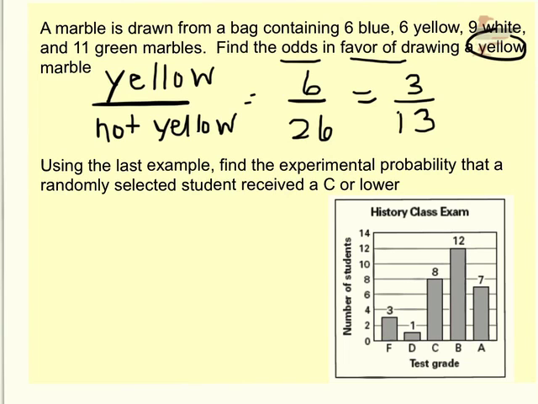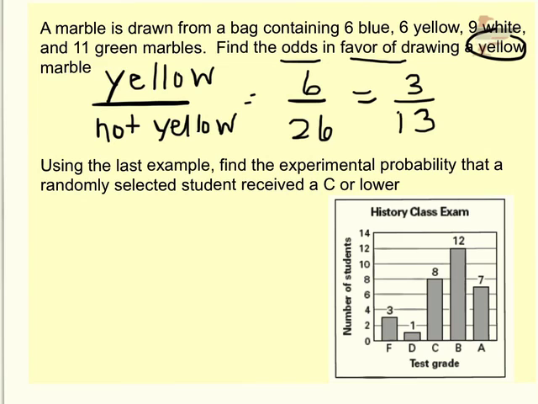All right, so the first one was finding the odds in favor of drawing a yellow marble. So I want all the yellow versus all the not yellow. So I had 6 yellow, and then I have 6 plus 9, which is 15, plus 11, which is 26 not yellow. Divide both those by 2, and my odds are 3 to 13.